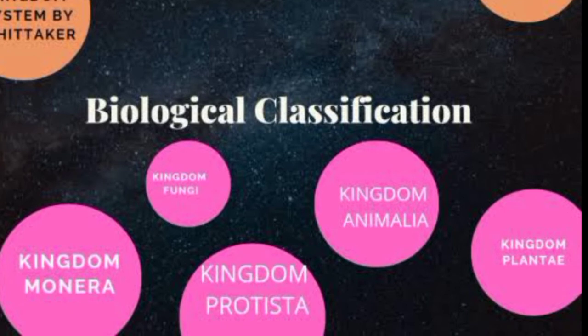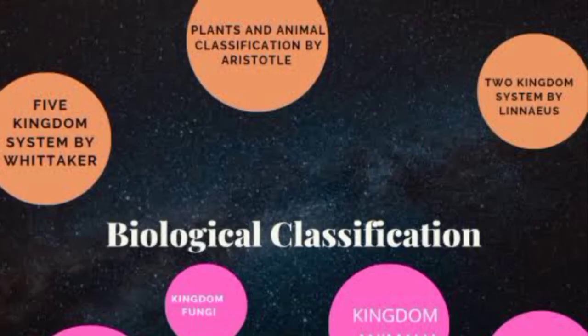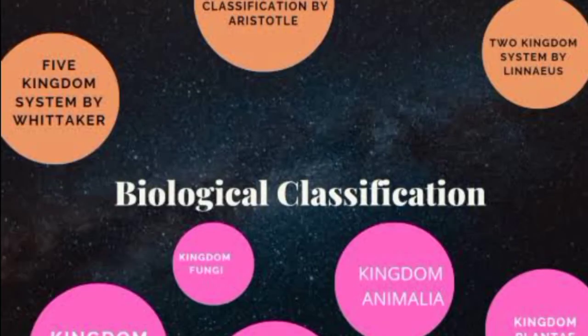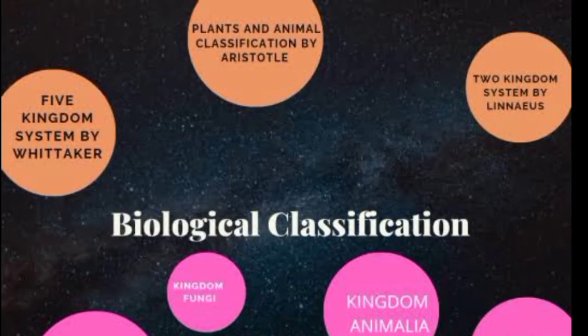Conidia germinate to produce mycelium. Sexual reproduction by ascospores produced endogenously in sac-like asci. The asci are arranged to form fruiting bodies called ascocarps. Example: Aspergillus, Claviceps, and Neurospora. Neurospora is used in biochemical and genetic work. Morels and truffles are edible.